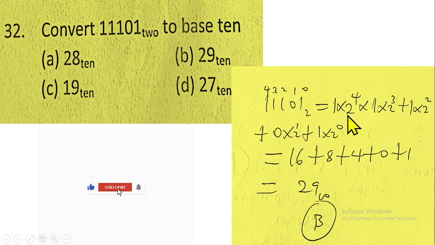2 raised to power 4 will give us 16 times 1. So you have 16 here. 2 raised to power 3 gives us 8 times 1, 8. 2 raised to power 2 is 4 times 1 is 4. 2 raised to power 1 is 2 times 0 is 0. 2 raised to power 0 is 1 times 1 is 1.